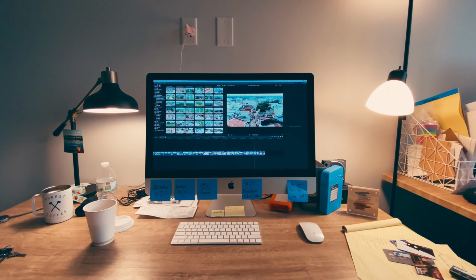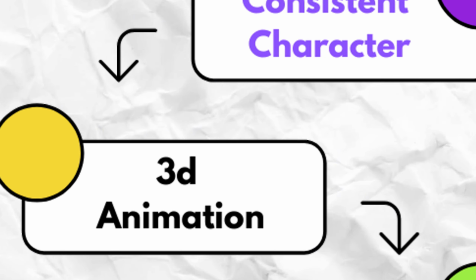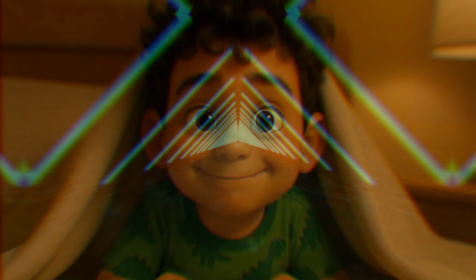Tired of characters that change in every scene? In this video, I'm going to show you a step-by-step process on how to make a consistent character. Then after that, how to turn a simple image into a stunning 3D animation. Look at this example.